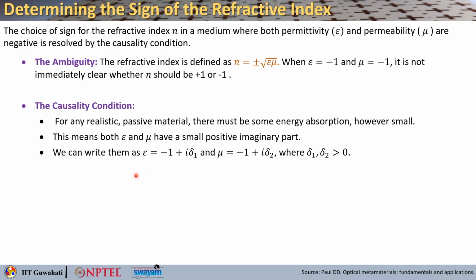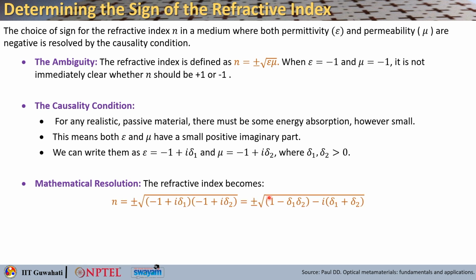In that case, we should write epsilon as -1 plus i delta 1. Delta 1 is very small, but it is positive. Similarly, mu should also be written as -1 plus i delta 2, where delta 2 is also small but positive. Now, mathematically, when you resolve it, you can see that the refractive index will take a particular form.